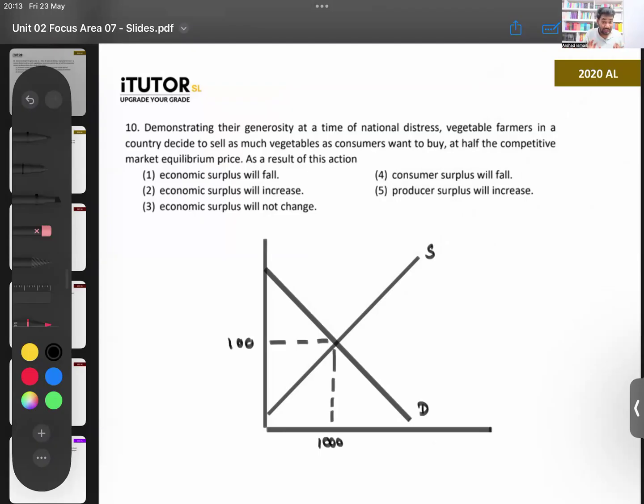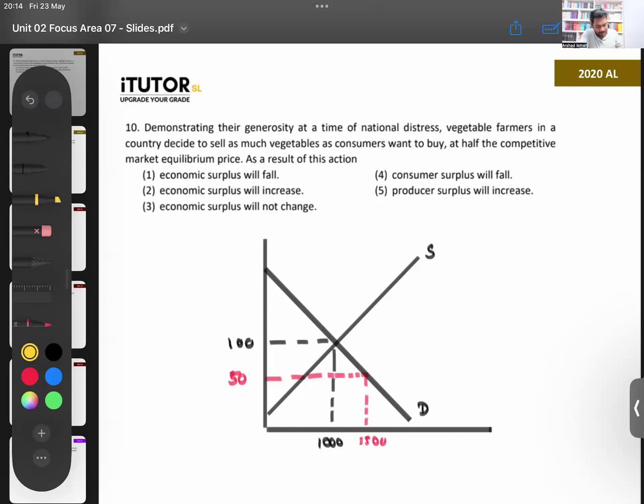Okay. Now, listen. Now the question is saying, Lamai, demonstrating their generosity at the time of distress. So let's say COVID has hit. During COVID, Lamai, what has happened? The farmers have decided to do what? No, elastic, that doesn't matter, Lamai. You don't have to connect the elastic. Okay. Vegetable farmers in the country decided to sell as much vegetables as consumers want to buy at half of the market equilibrium price. So if the equilibrium price was 100, now at the price of 50, the farmers are selling whatever quantity that the consumers are willing to buy. So let's say consumers are willing to buy 1500 kilos.